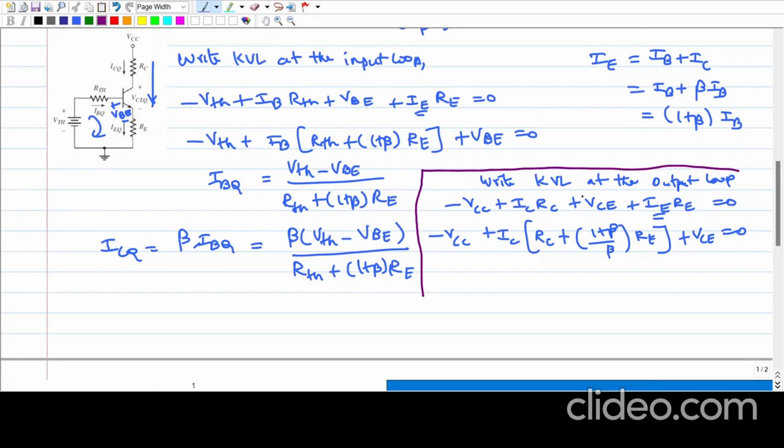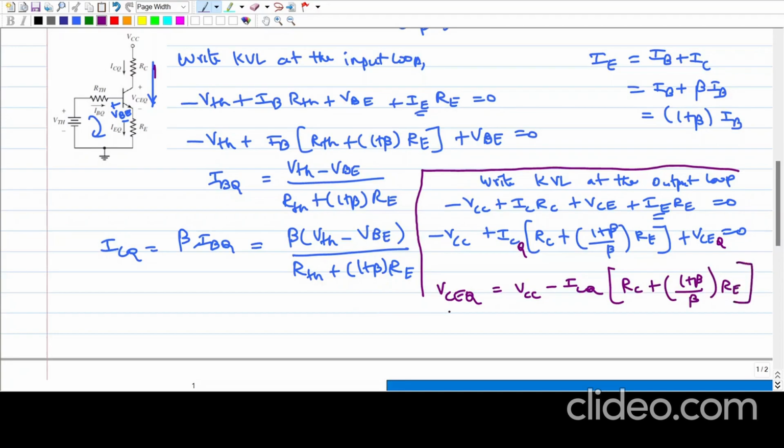Now we can see the KVL at the outer loop. So this is the loop: minus VCC plus ICRC plus VCE plus IERE equal to 0. So from this, instead of IC I can write ICQ, and here I can write VCEQ at the Q point. So VCEQ equal to VCC minus ICQ RC plus (1 plus beta) divided by beta RE.